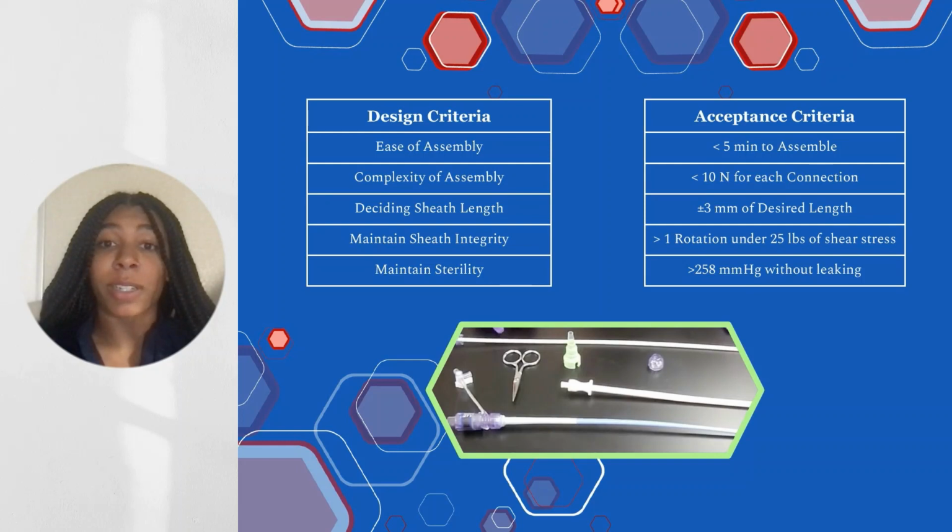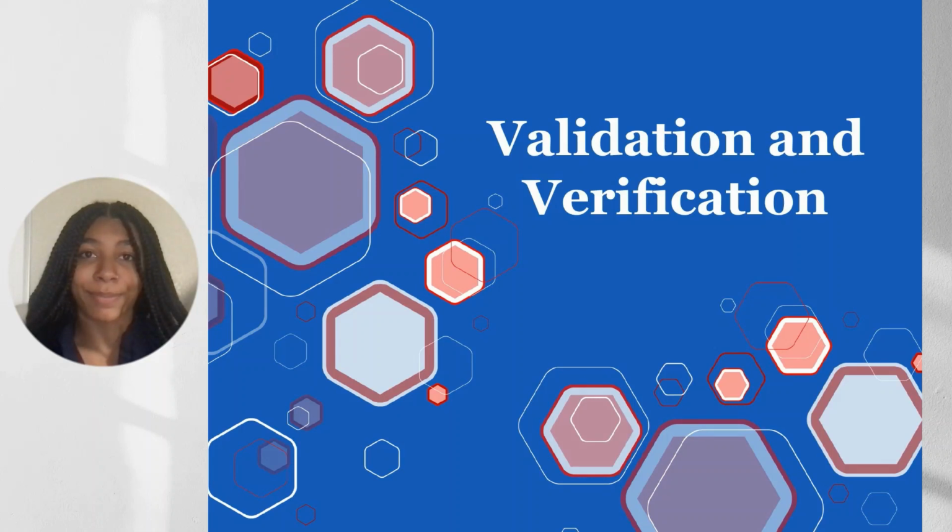Our acceptance criteria consist of a maximum 5-minute assembly time, a 10 Newton maximum assembly force, a 3 mm tolerance for the desired sheath length, the ability to survive at least one full rotation with 25 pounds of shear stress, and the ability to withstand a minimum of 258 millimeters mercury of pressure. I will now pass it on to Robert to talk about validation and verification.